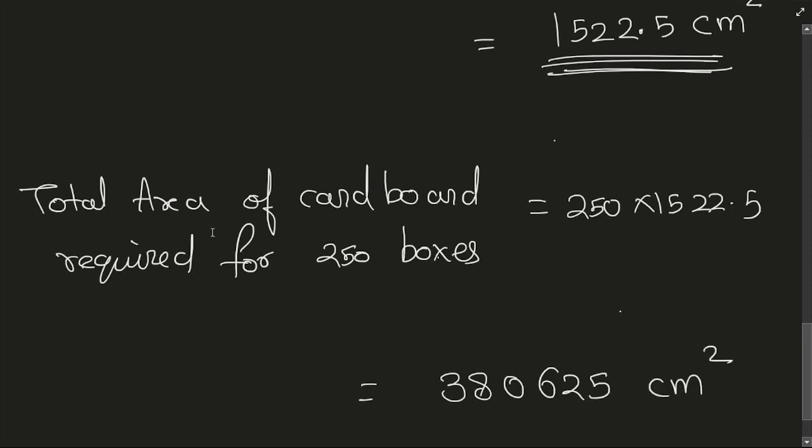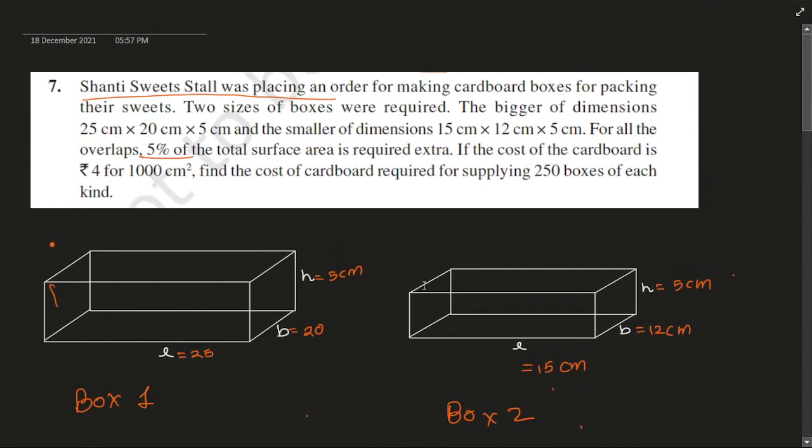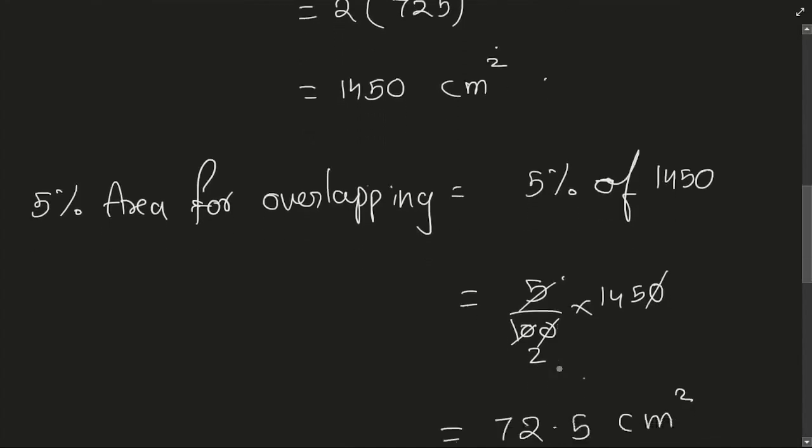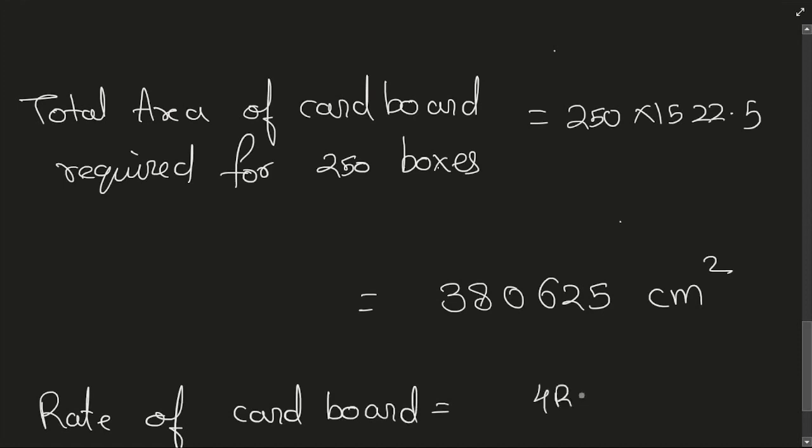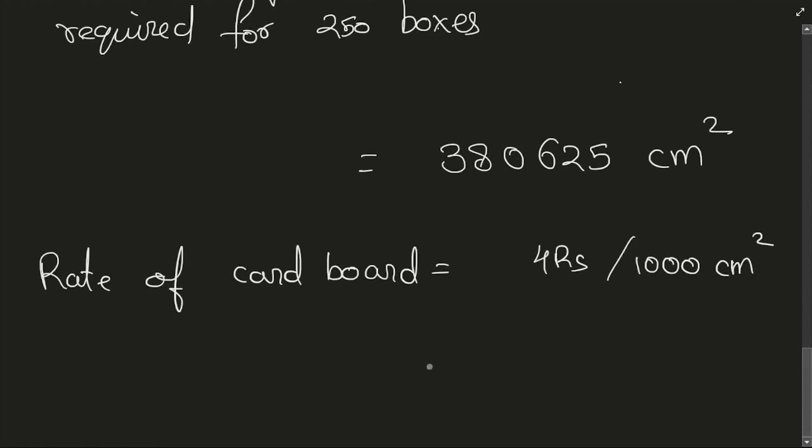Centimeter square. This is the total area of cardboard required for box 1. Okay. What they said, if the cost of a cardboard is rupees 4 for 1000 centimeters square, what is the rate? Rate of cardboard is 4 rupees per 1000 centimeter square. That is 4 upon 1000 rupees per centimeter square.